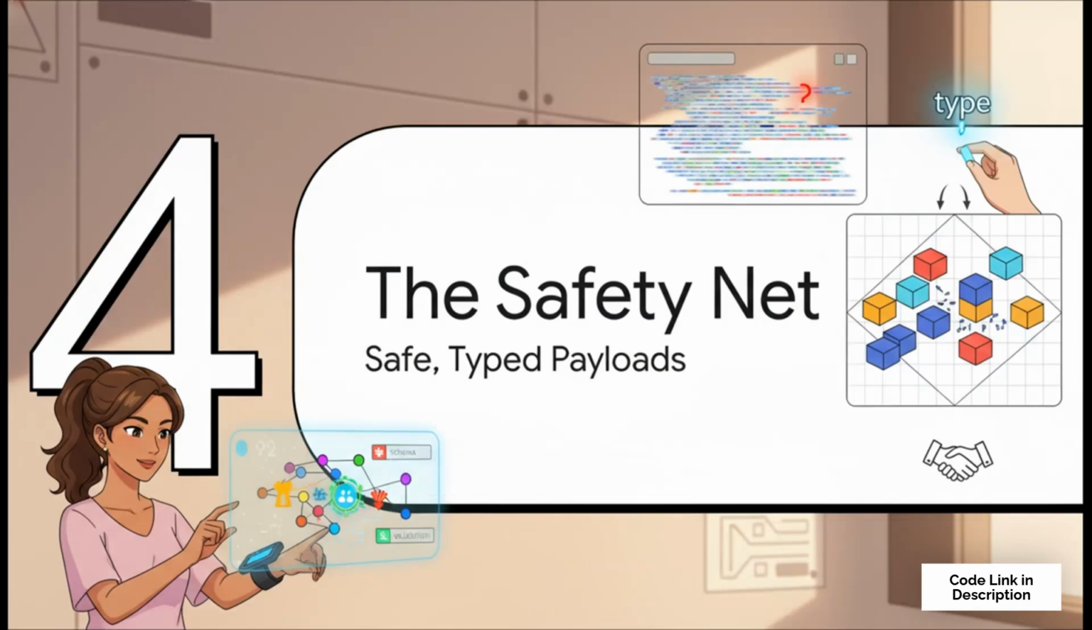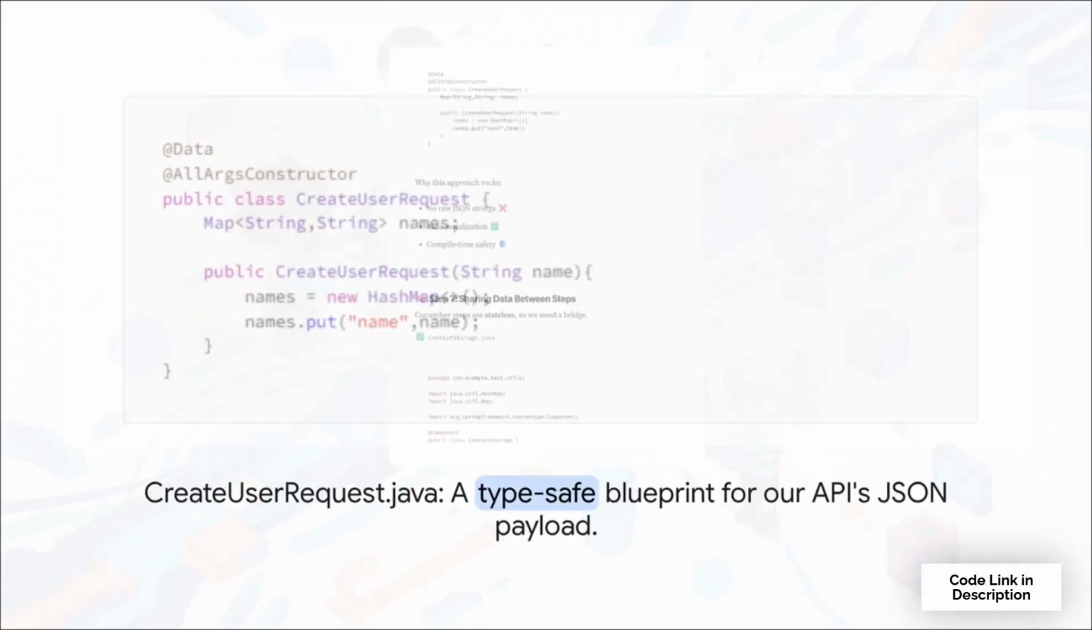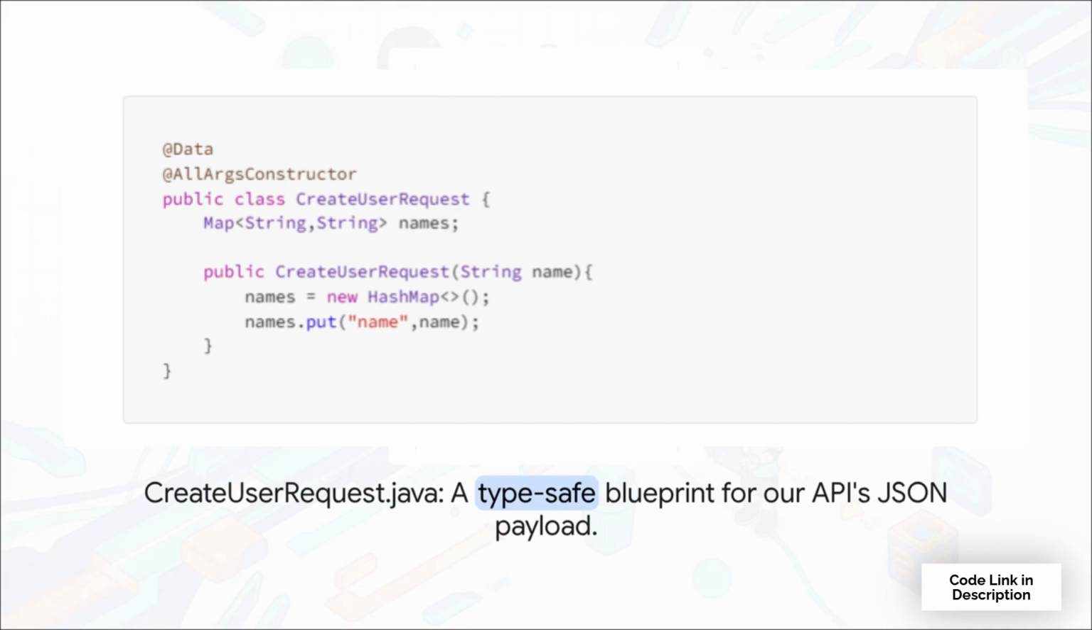So we've cleaned up our API calls, which is awesome, but what about the data we're sending? Manually building JSON strings by hand is slow, and believe me, it is so easy to make a typo. We can do way better. Instead of fumbling around with strings, we're going to use strongly typed Java objects. You might hear these called data transfer objects, or DTOs.